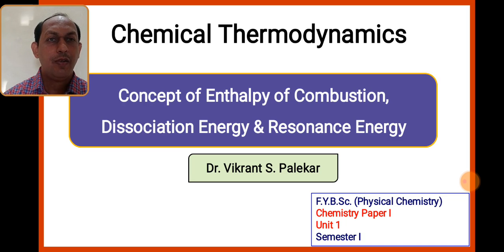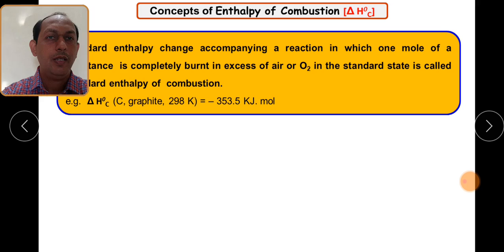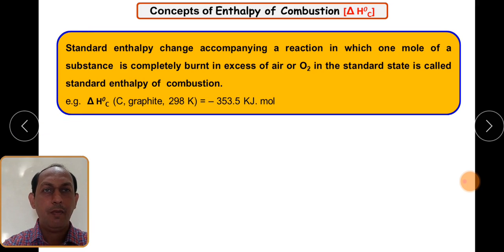Then in the next part, we have seen how to calculate the heat of formation. Heat of formation can be calculated from its constituent elements. So these are the topics we have seen in the earlier part. In this particular session, we are going to see the enthalpies of formation, along with the enthalpy of combustion, dissociation energy and resonance energy. Let us see the first concept, that is enthalpy of combustion.